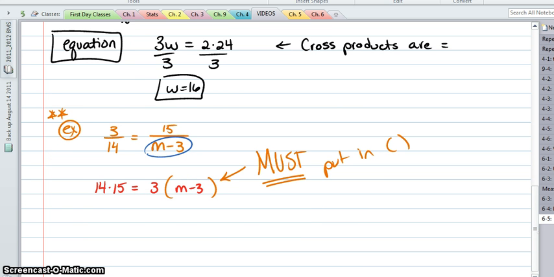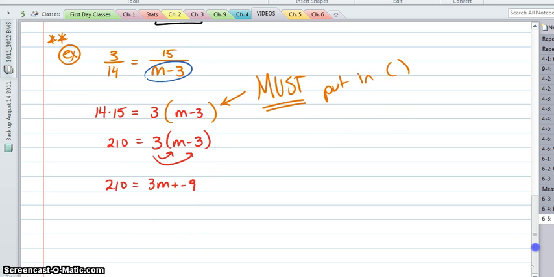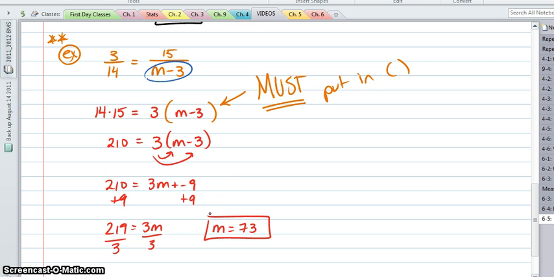Lots of different ways to go about solving this. 14 times 15 will give us 210. We've practiced distributing. We could go ahead and distribute next. And then you have a two-step equation that you can solve. We undo the -9 by adding 9. And then we can go ahead and divide by 3. 3 goes into 21 7 times. 3 goes into 9 3 times. So it turns out that m, our missing value, is equal to 73.